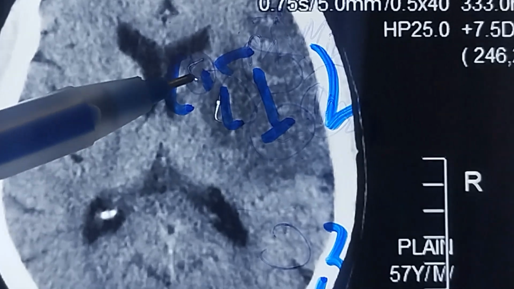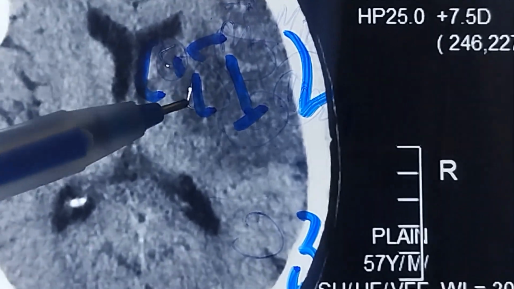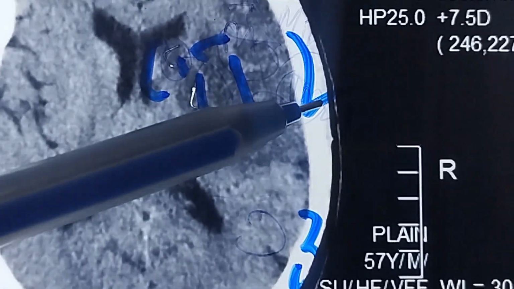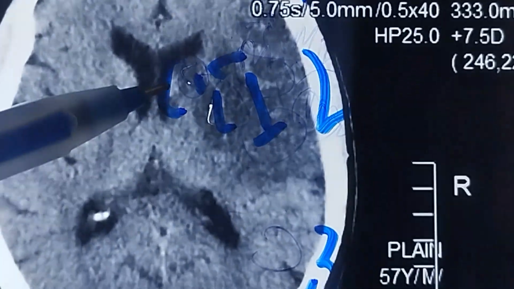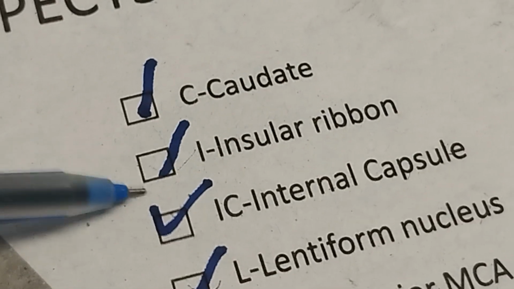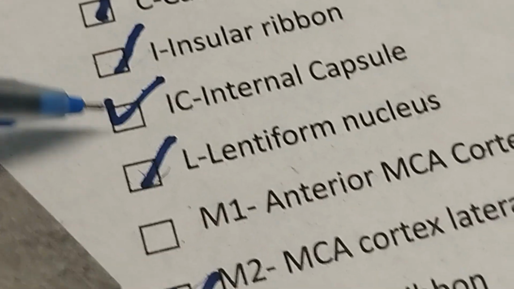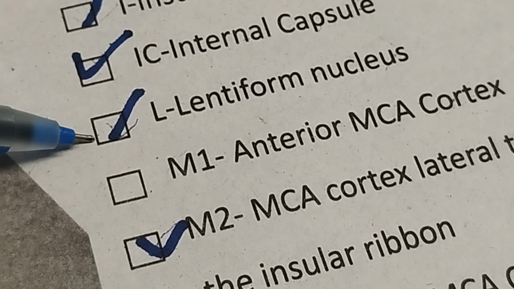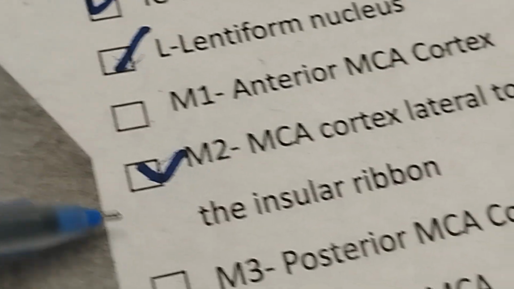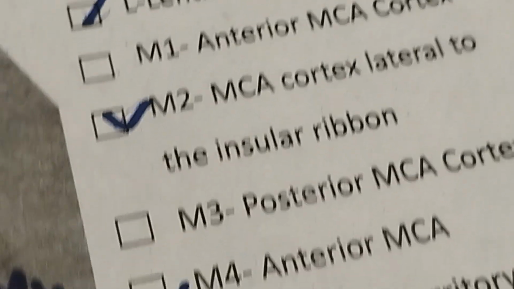Now we have to tick mark these areas: 1, 2, 3, 4, 5. So 5 areas are involved here. Now we have to click it here. I can see it in the caudate nucleus, okay, click it. Insular ribbon, click it. Internal capsule, click it. Lentiform nucleus, click it, and I also see the hypodensity in M2.